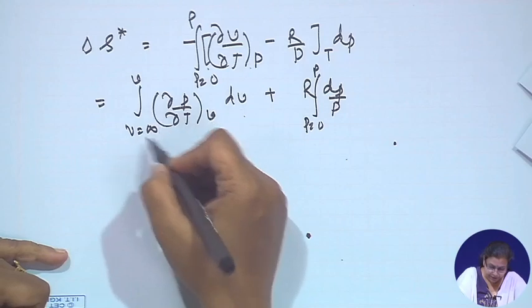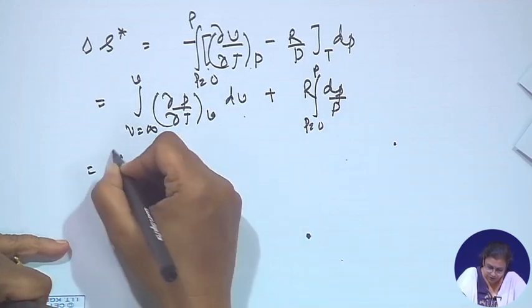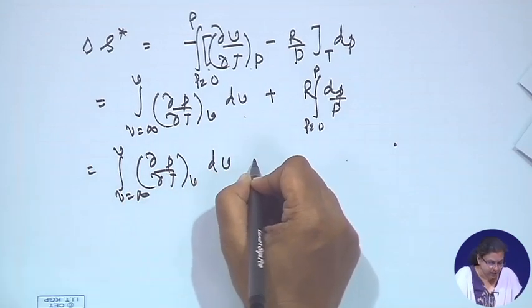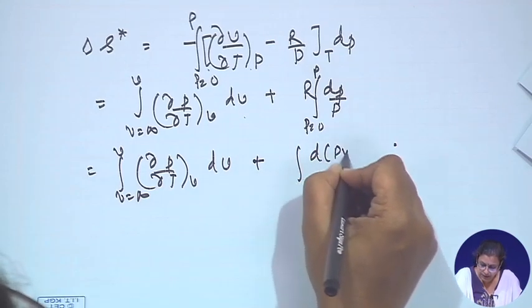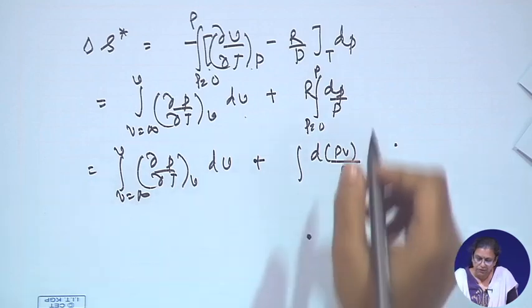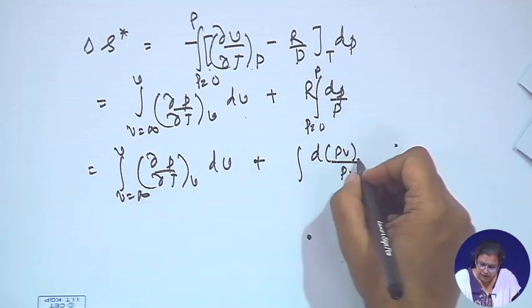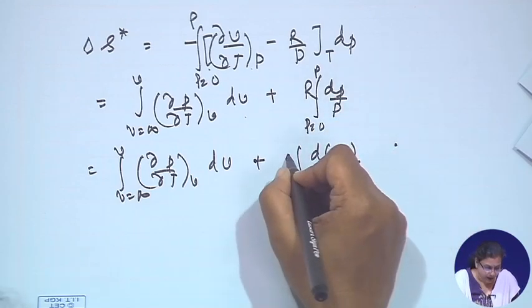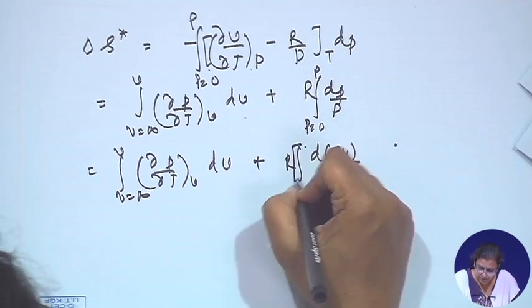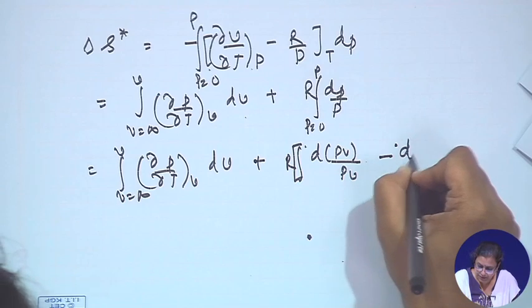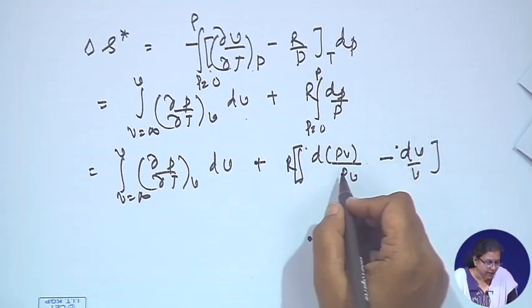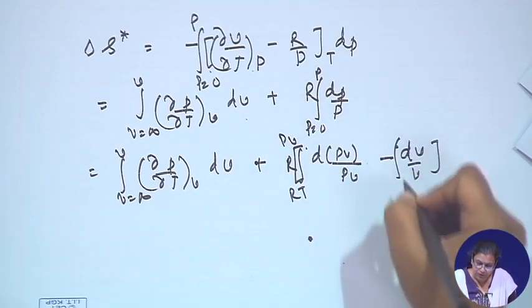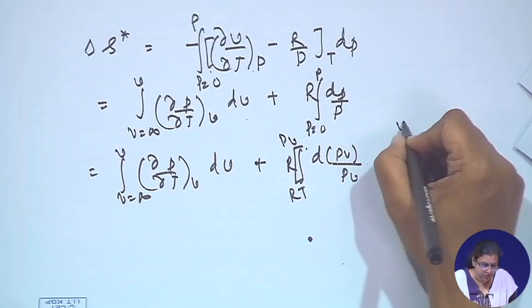How to make this? This is already substituted. So, you have V equals infinity to V del P del T at constant V dV. For this case, what do you write? You write integral d(PV) by PV. You simply write down the equation and divide by V. You get this as R integral d(PV) by PV minus dV by V, right. Here again you are going to put the limits. What are the limits? This is RT to PV. What are the limits for this? V equals infinity to V.